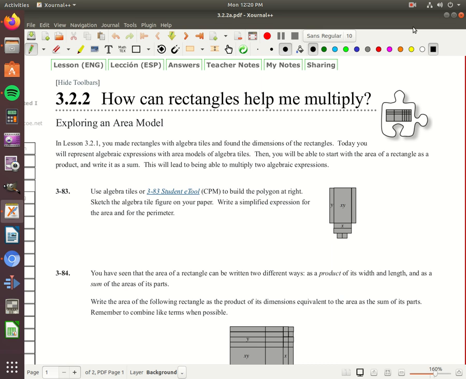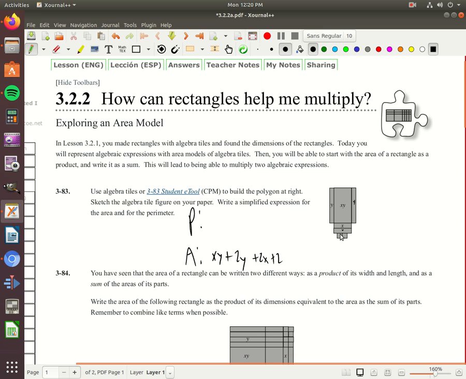Right, so 322 starts the same as 321, looking at those algebra tiles and stuff like that. But as it moves along, we get a nice little shortcut, which is nice. Anyway, this starts by asking us to get the perimeter and the area. Again, the area is always easier. It's just going to be xy plus, I have two y's there, plus two x's, right? Plus 2, these are 1s.